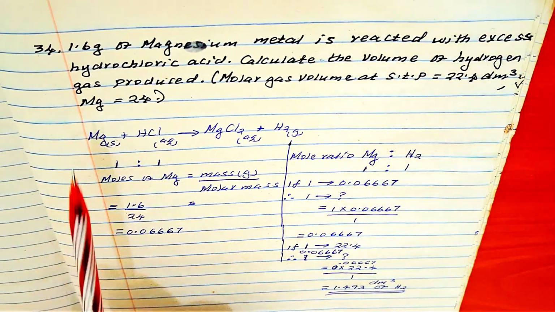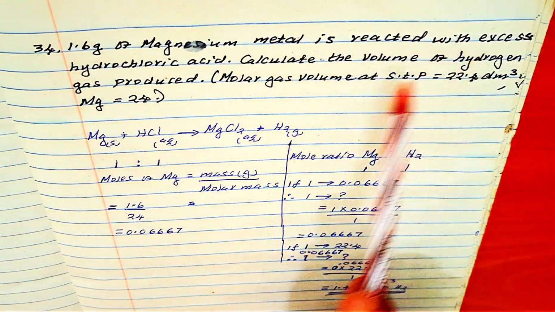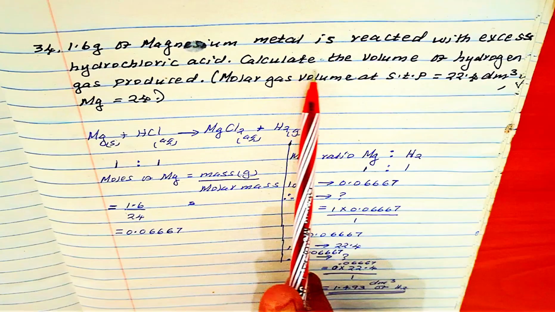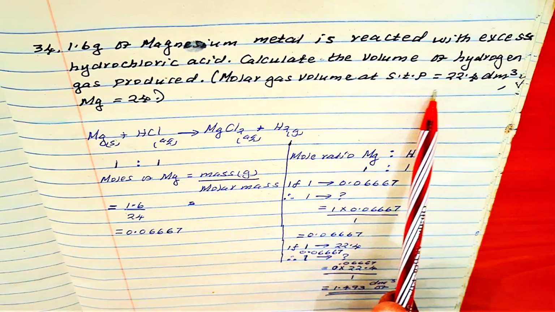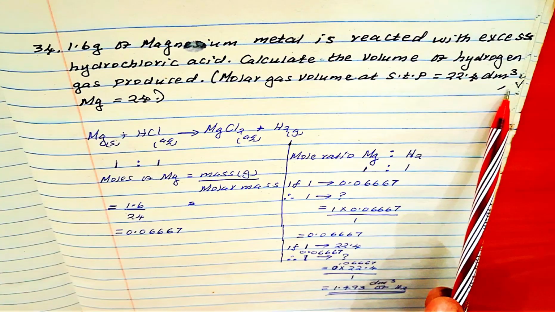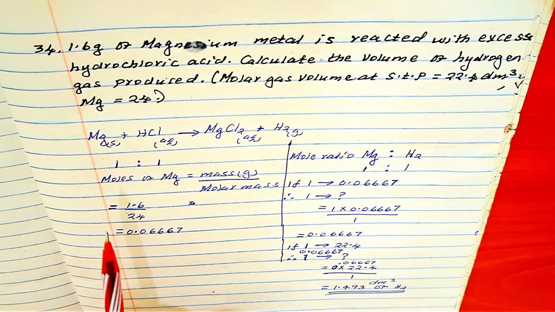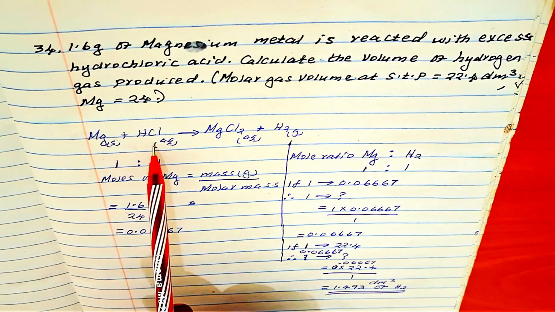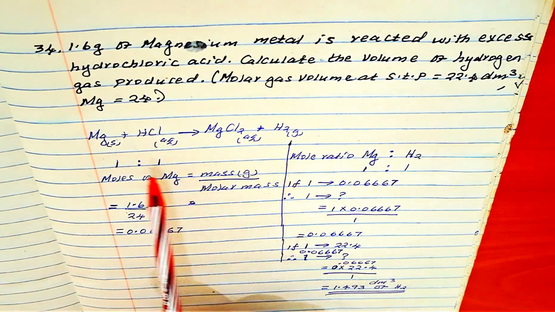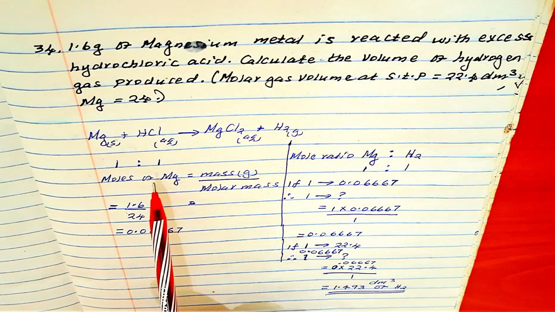Question number 34. 1.6 grams of magnesium metal is reacted with excess hydrochloric acid. Calculate the volume of hydrogen gas produced. Molar gas volume at STP is equal to 22.4 dm cubed. Magnesium is equal to 24. Step number 1: write a balanced equation for the reaction between magnesium and hydrochloric acid. With this equation, we form magnesium chloride, which is a solution, and hydrogen gas.